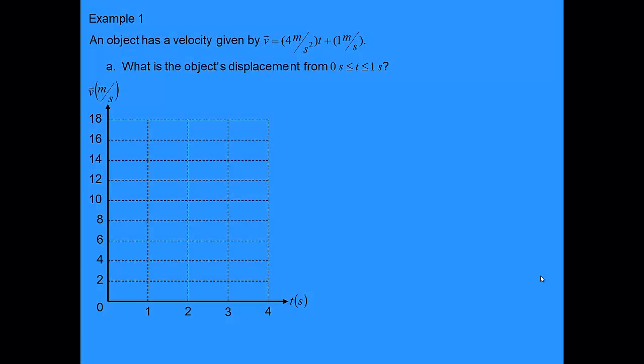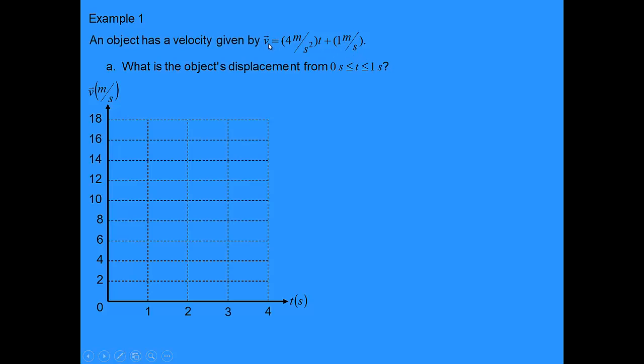So let's do some examples, okay? And as I like to do here, we're going to do some examples where we're going to be able to do these things geometrically on the graphs, and then we're also going to do them with calculus to show you that the calculus rules that I just taught you make the same prediction as the graphs do. So say we have a fairly straightforward velocity function of 4 meters per second squared times t plus 1 meter per second.